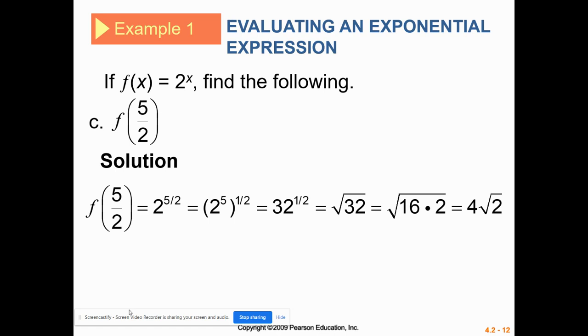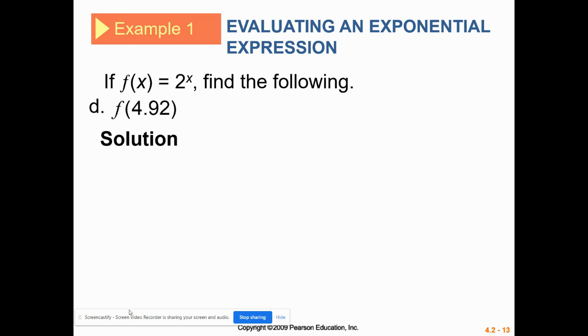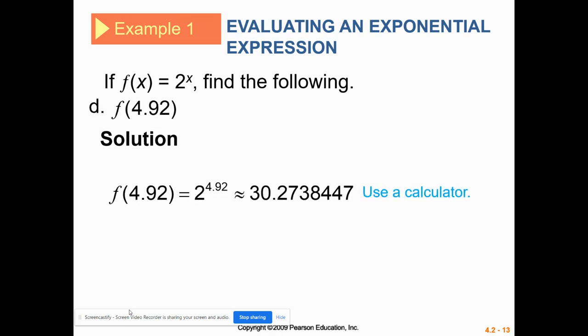2 to the 5th is 32. The 1/2 power means square root. We want to simplify the square root of 32. 16 times 2 gives us 32. The square root of 16 is 4, so we end up with 4 square root of 2. F of 4.92, we have to use a calculator and do a little rounding.